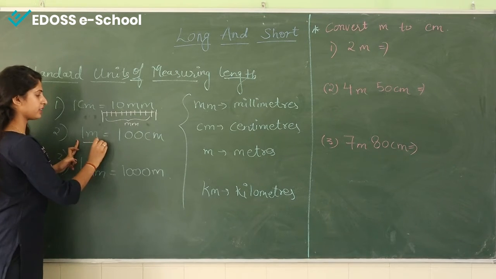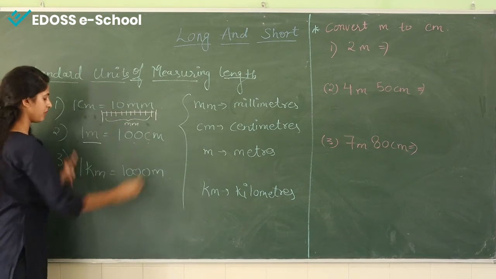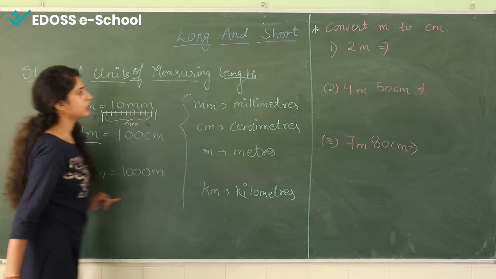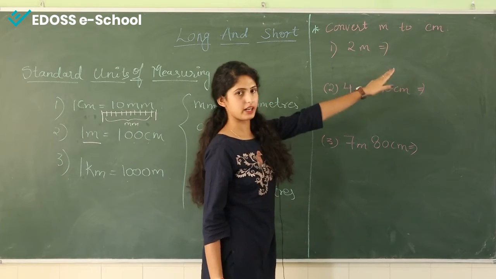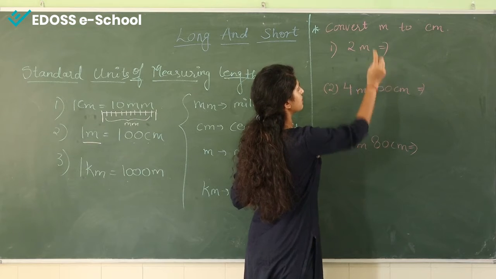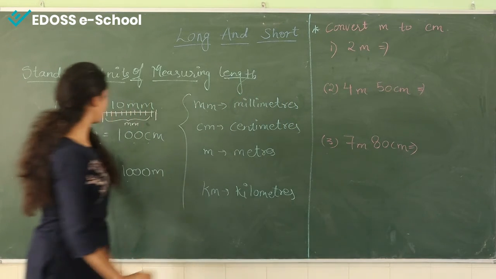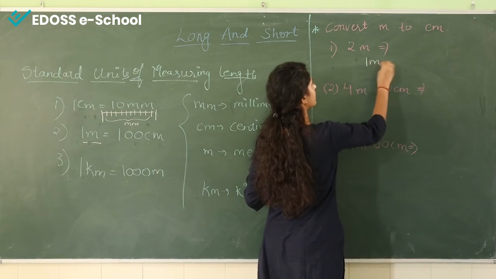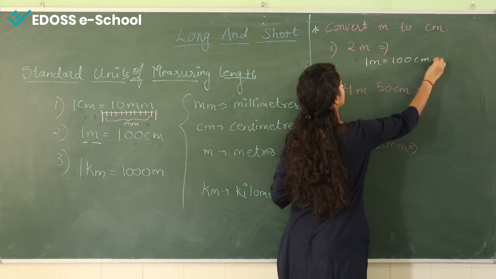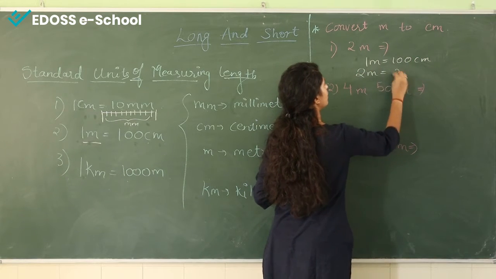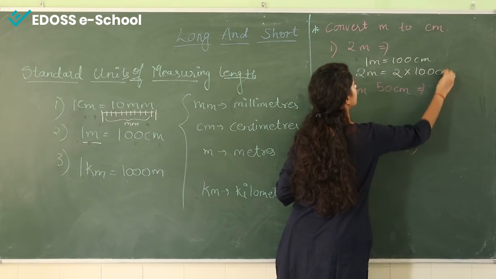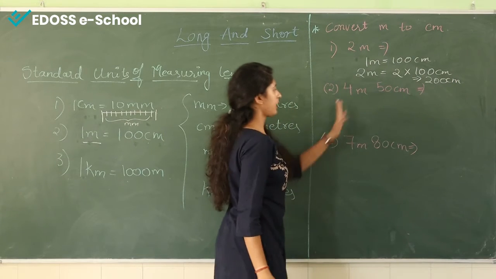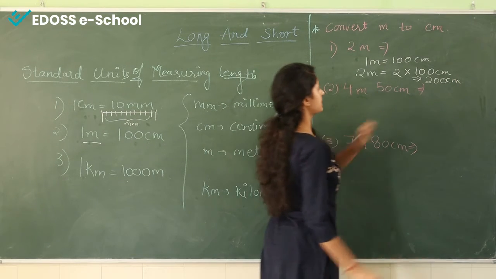The next is 1 meter is equal to 100 centimeters, that is cm. 1 km, that is kilometer, is equal to 1000 meters. So now I will convert meter to centimeter. First is 2 meters. So how will we convert it? As you know, 1 meter is equal to 100 centimeters. So first I will write 1 meter is equal to 100 centimeters. So 2 meters will be equal to 2 multiplied by 100 centimeters, that is 200 centimeters.